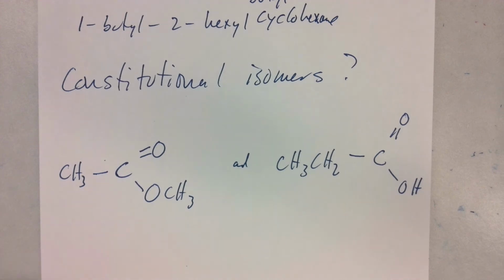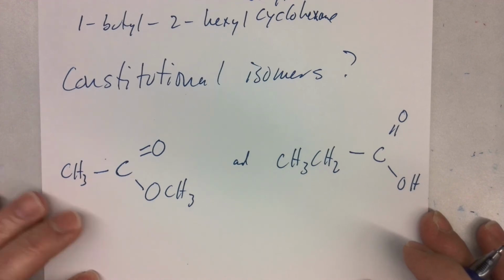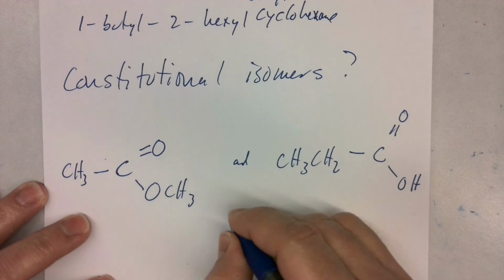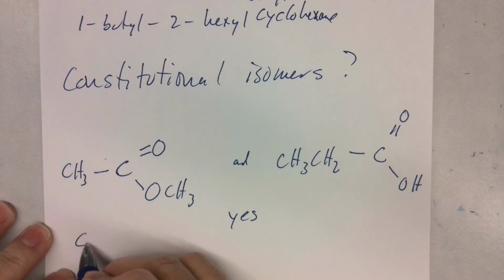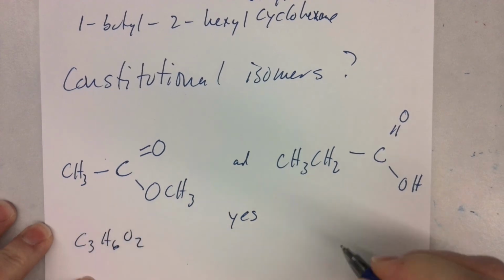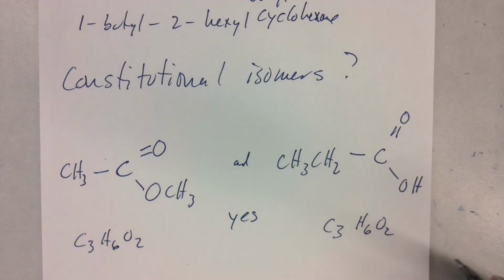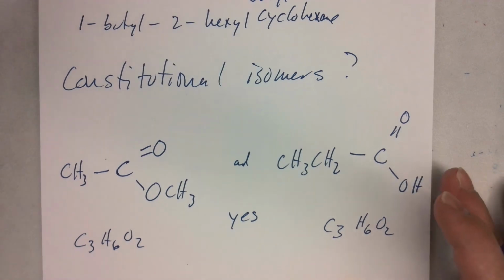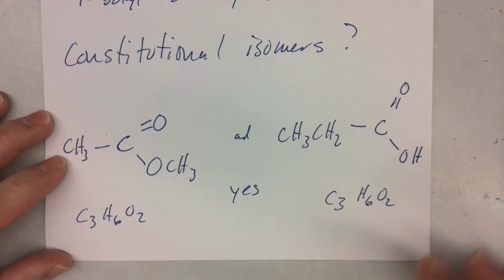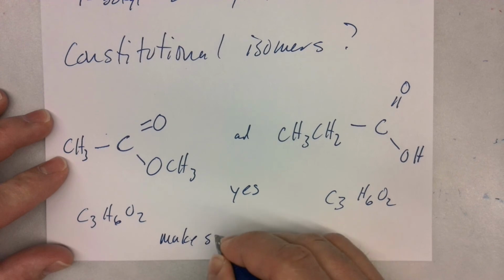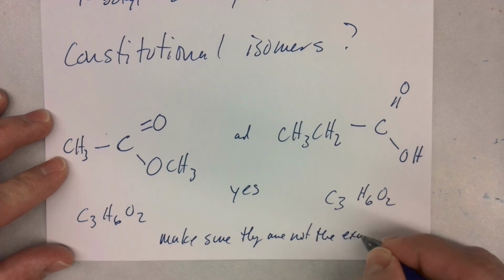Who was number 4? I was. What do you got? I said yes, because the formula I got for both of them was C3H6O2. They were both C3H6O2. Now, what is probably the hardest thing for me to make sure is not happening here? What's the one thing I've got to make sure they're not? The exact same. Yeah, make sure they are not the exact same.